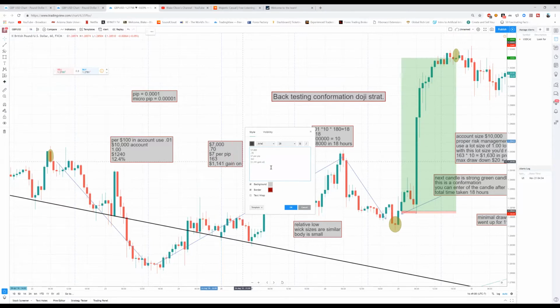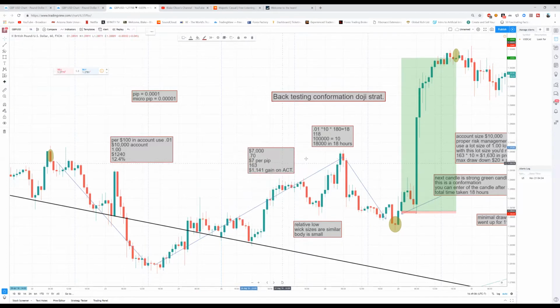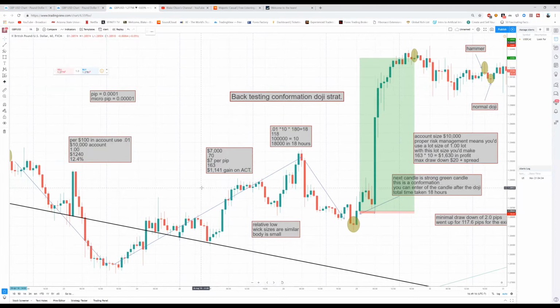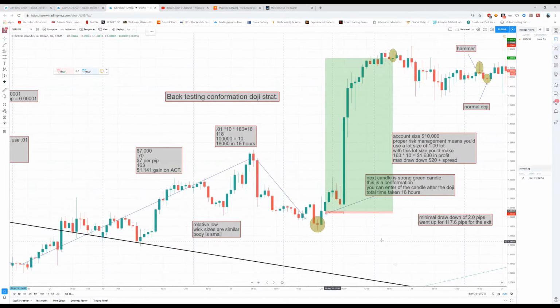Gain on account using proper risk management, that is. So that's really, really big. How much of the $7,000 account were you risking for this trade? That's a really good question. Well, that matters how far away your stop loss is. You can choose to risk however much you want. However, the more you risk, the farther away your stop loss can be, and you want it far away.